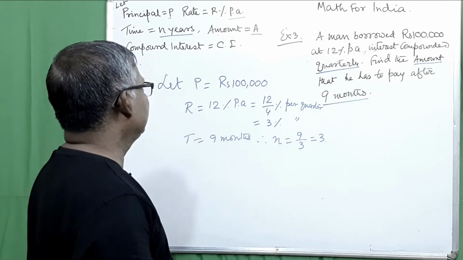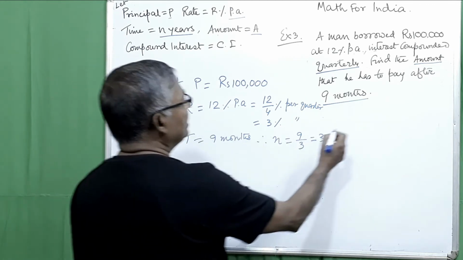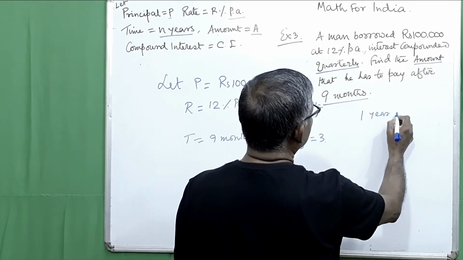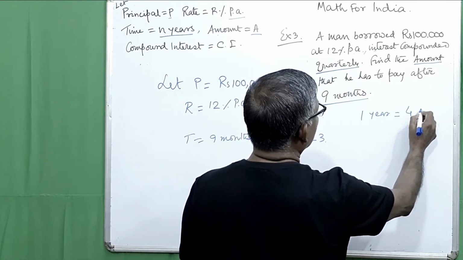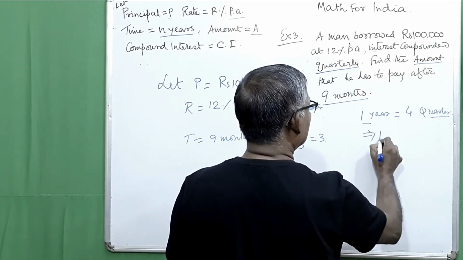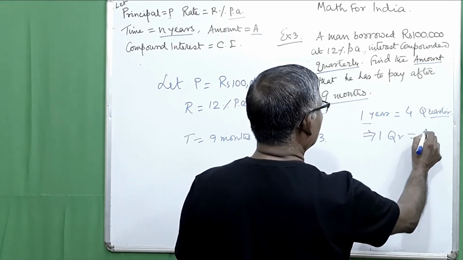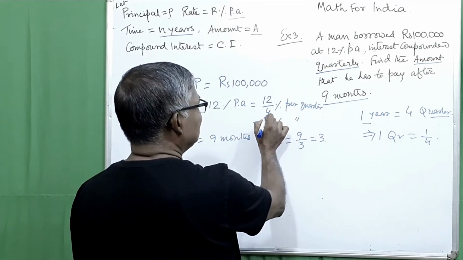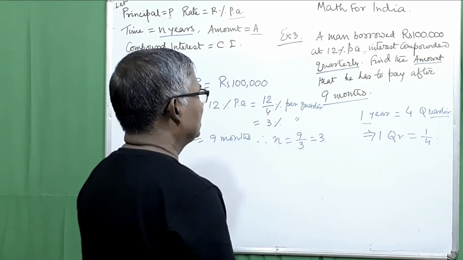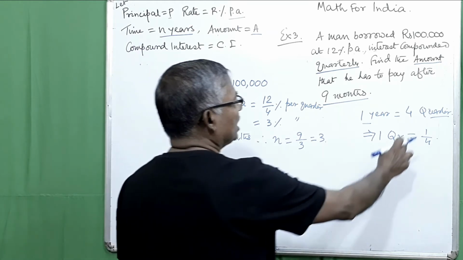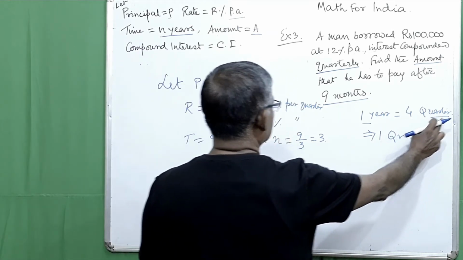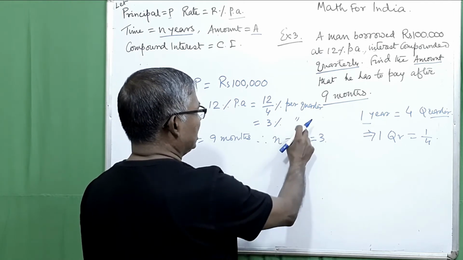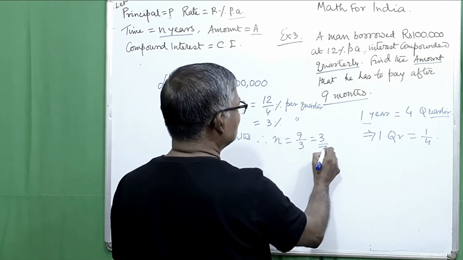Students, here see 1 year equal to 4 quarter. This implies that 1 quarter equal to 1 by 4 year. So this interest is multiplied by 1 by 4. Again, 1 quarter means 3 months. So 9 months means 9 by 3, that is n equal to 3.